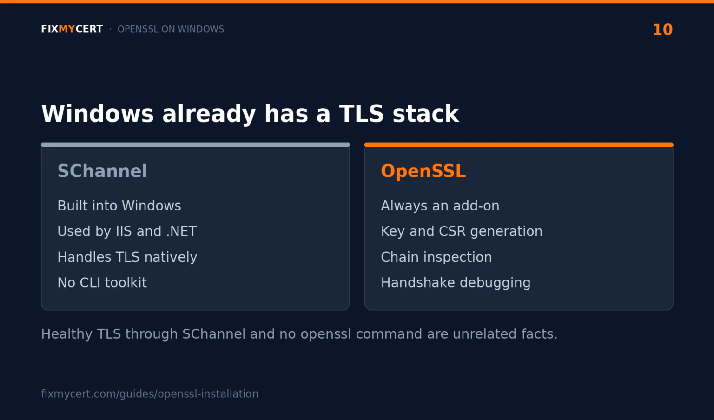So OpenSSL on Windows, it's always an add-on. You're installing it specifically for the command line toolkit, to generate keys or debug handshakes, not because the operating system needs it to survive. Basically, your Windows machine can be running perfectly healthy TLS even if the OpenSSL command is absolutely nowhere to be found.